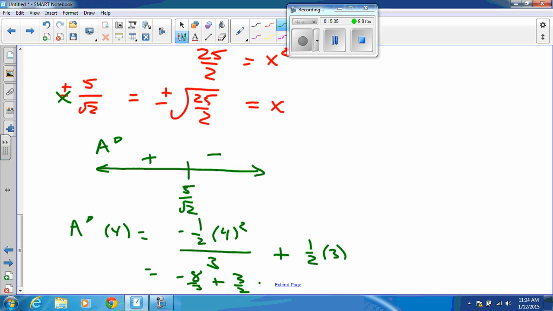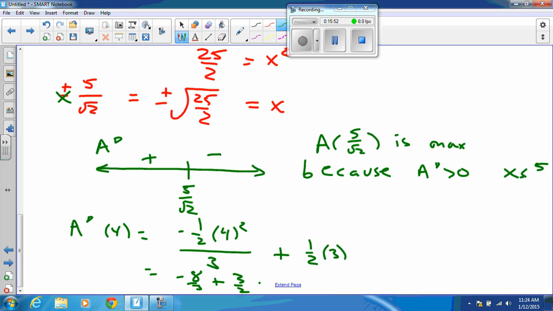The number line is supporting evidence, but it is not an argument. The argument needs words, and here's how we state it. We say that a of 5 over root 2 is the max because a prime is greater than 0 for x less than 5 over root 2, and a prime is less than 0 for x greater than 5 over root 2. And this is how the argument from the sign of the line goes.